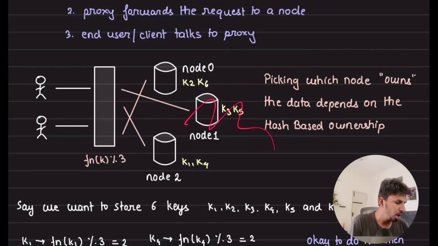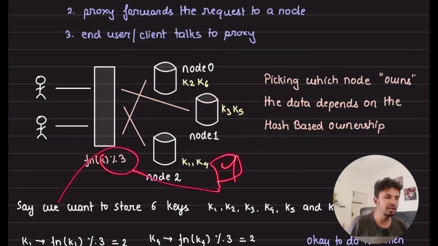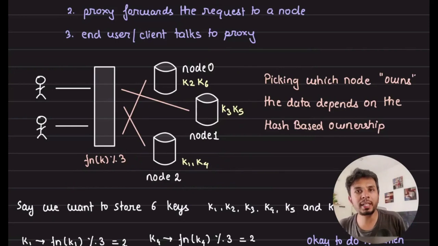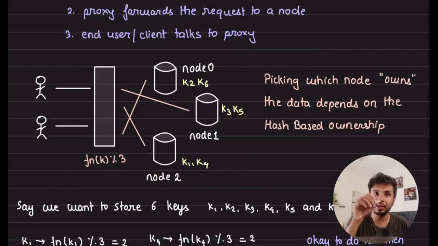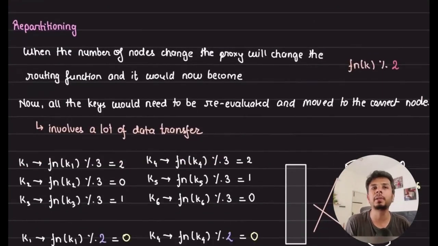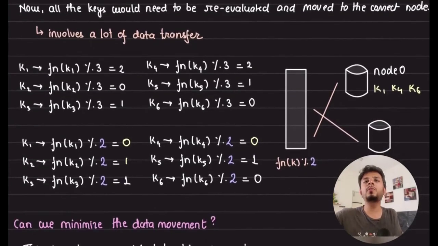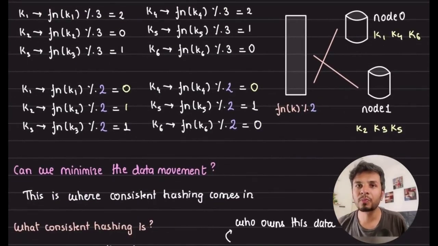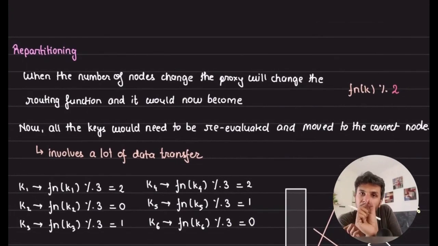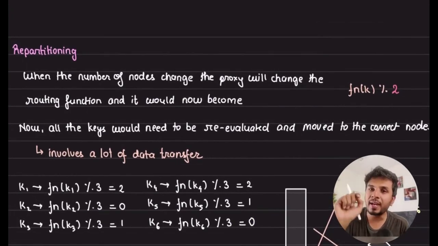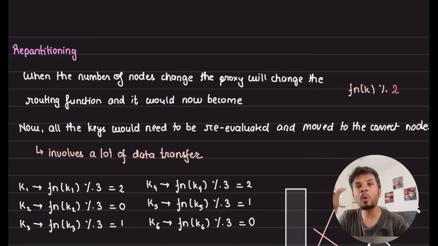If I remove this or if I add a new node in the system and this hash function changes, it's not going to automatically work because output of hash function remains constant. But when you change hash function to mod 4, suddenly the ownership has changed dramatically. Let me take an example to help you understand repartitioning. Let's say when you change the number of nodes, you removed node 2. So now your hash function that was part of that proxy is f of n, a function of k mod 2.